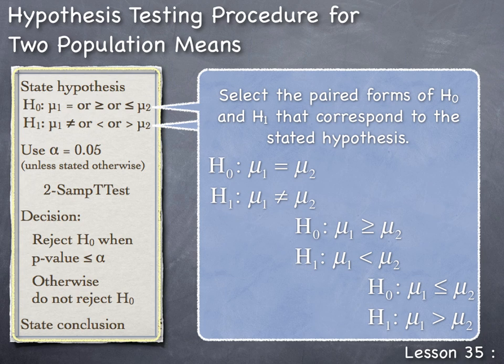There are three pairs. Either the H0, H1 is mu1 equals mu2, or mu1 does not equal mu2. Or the other form is the H0, H1 of mu1 greater than or equal to mu2, or mu1 less than mu2. Or the third pair is the H0, H1 of mu1 less than or equal to mu2 versus mu1 greater than mu2. So one of these three pairs will correspond to the stated hypothesis. One of them, either H0 or H1, will indicate that that hypothesis is valid, and the other one will indicate the opposite. The hypothesis is not valid.